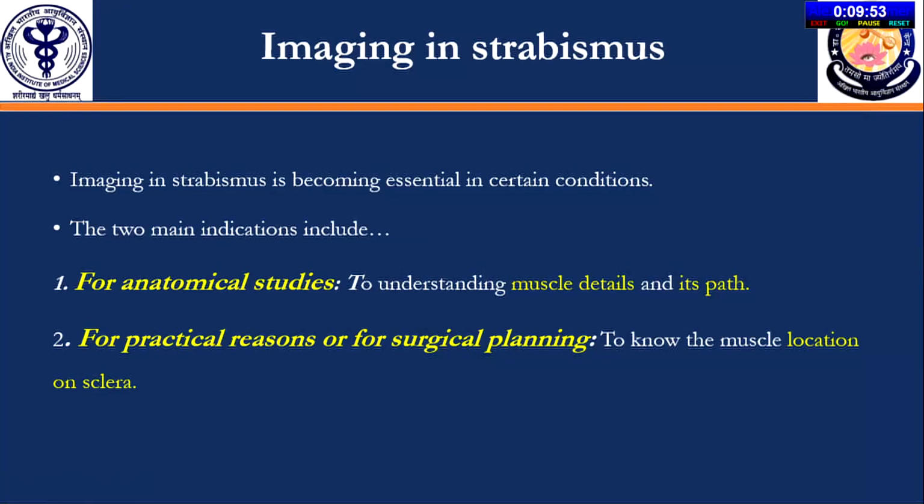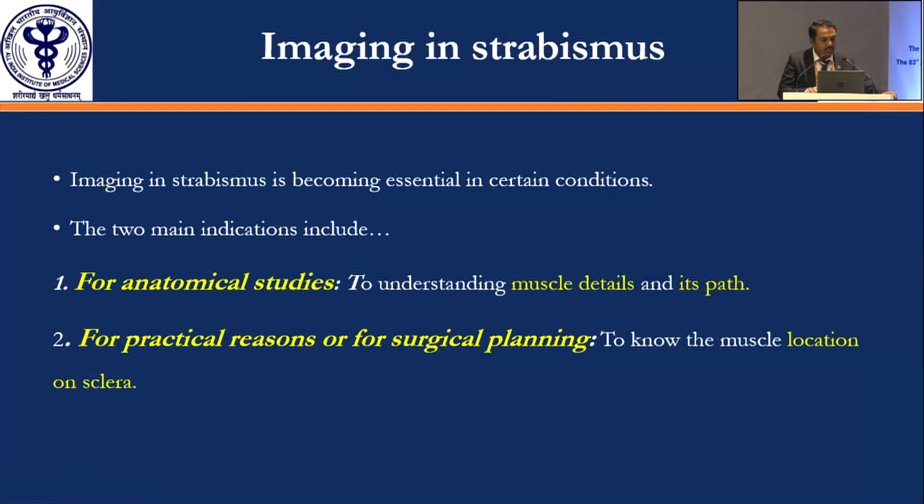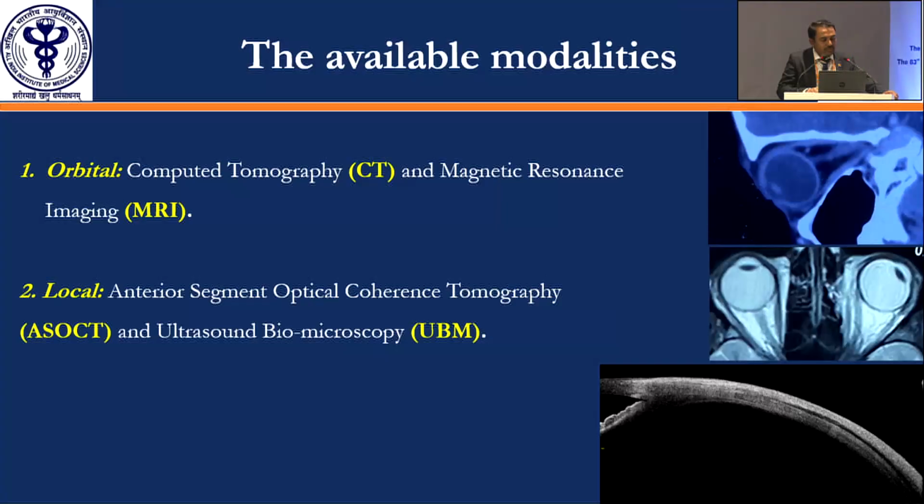So why is imaging essential? It's basically for two indications. We want to understand the anatomical details, or we want some practical information which can be useful for surgeries. For these reasons, we have a few modalities which include CT scanner and MRI, which can be considered orbital imaging, and there is one more section called local imaging, which includes anterior segment OCT and UBM.